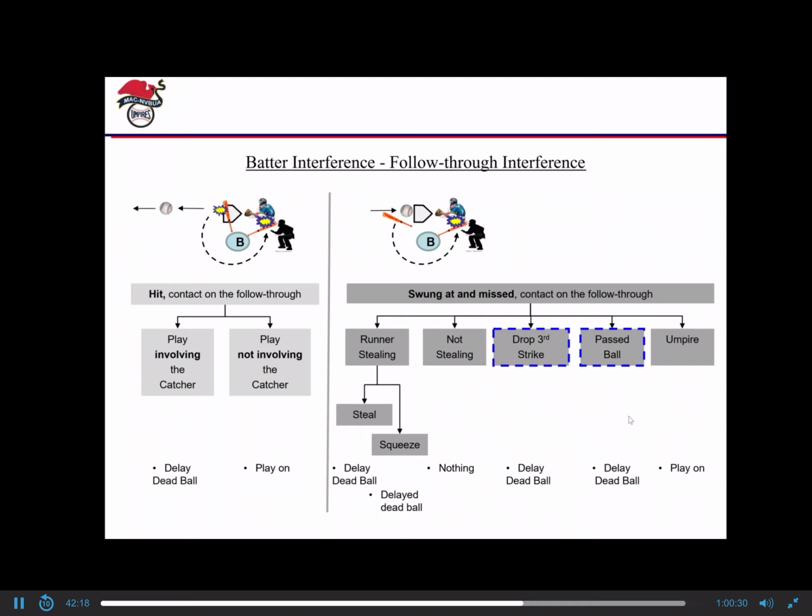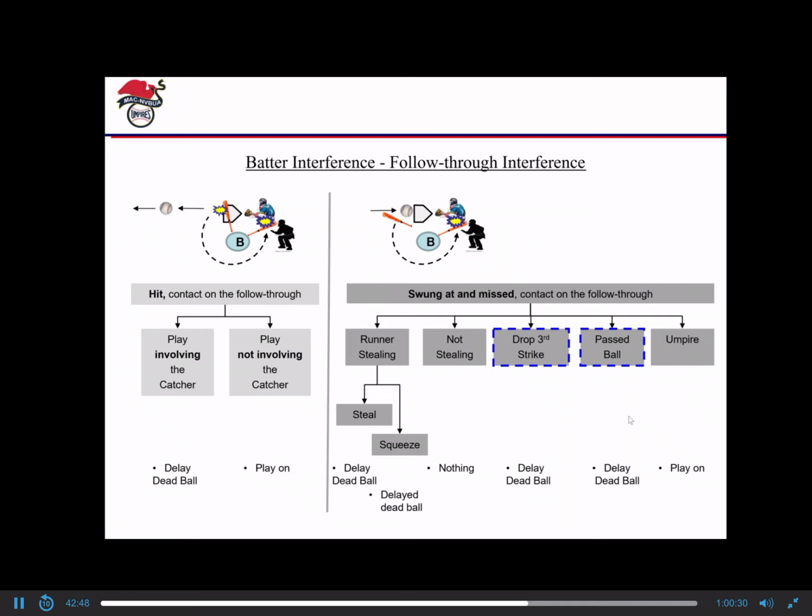So now we have a number of different situations. We have the runner stealing. We may have a runner who is not stealing. We may have follow-through interference on a dropped third strike. We may have follow-through interference on a passed ball. Or we may have follow-through interference where we make contact with, unfortunately, the umpire. If a runner is stealing, then we're going to have a delayed dead ball because we're going to give the catcher the opportunity for a put out.